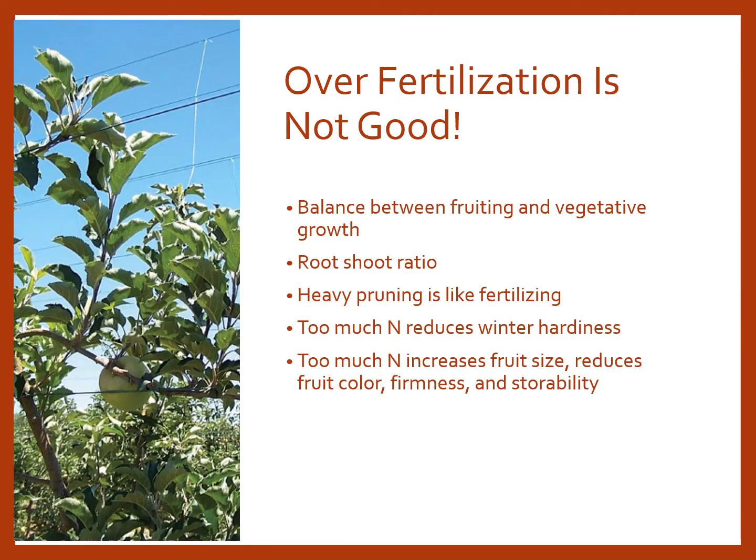So back to that point, over-fertilization is not good because we want to keep a balance between fruiting and vegetative growth. If we've got a lot of vegetative growth, we're going to get less fruiting. So you do want to keep up with your root to shoot ratio. All that means is you do not want to push a young tree, a new tree that's planted for the first few years. If you put a lot of nitrogen on that plant and water, it's going to tell it to grow a lot of foliage, and that root system is not going to be able to keep up with that, and your plant can blow over.